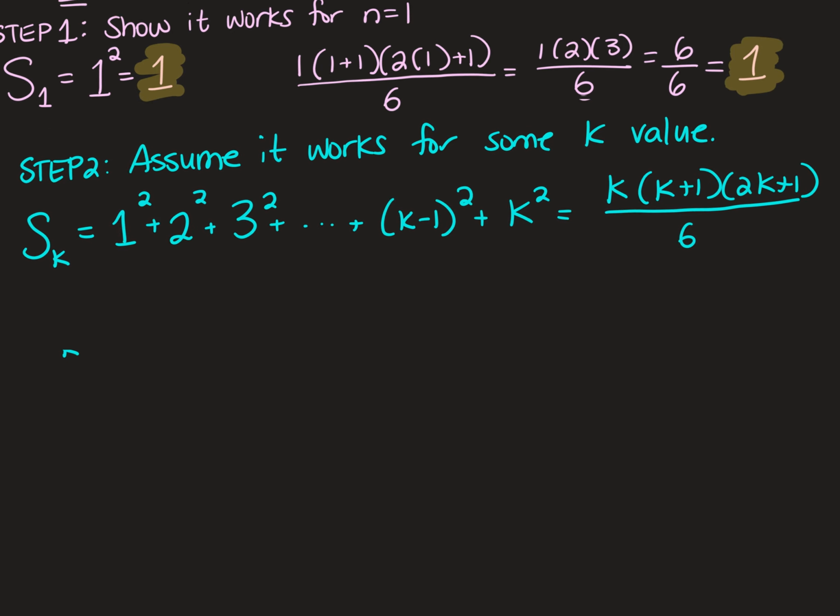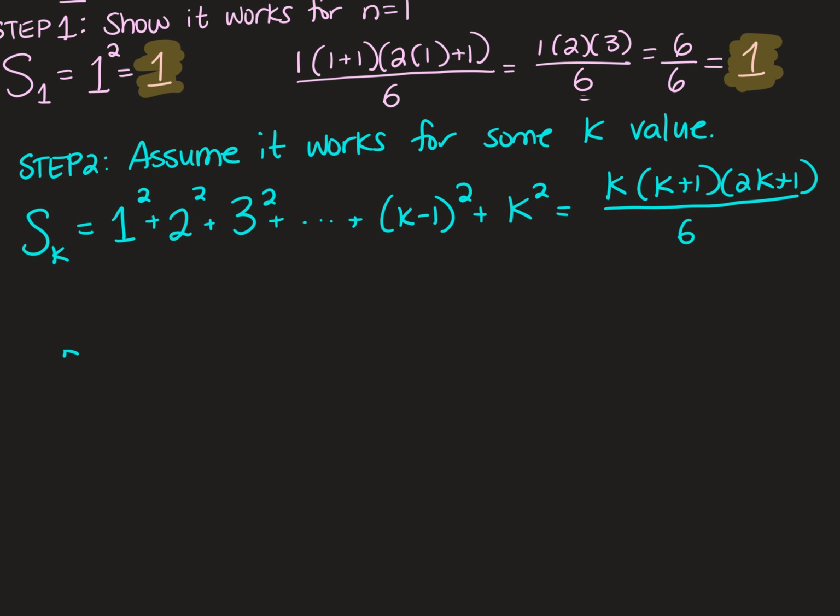So far, nothing too crazy. The first 2 steps aren't all that bad. It's that third step where all the meat of the proof is. All right, so step 3. So we're going to show it works for k plus 1. This is where we have to be careful. There's lots of places we can make mistakes.